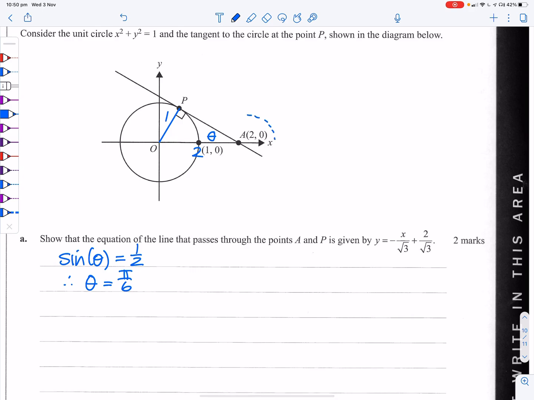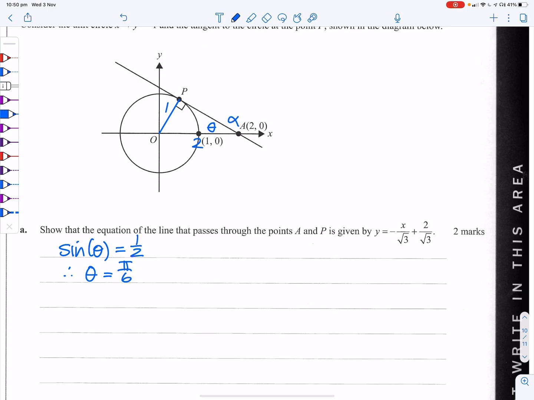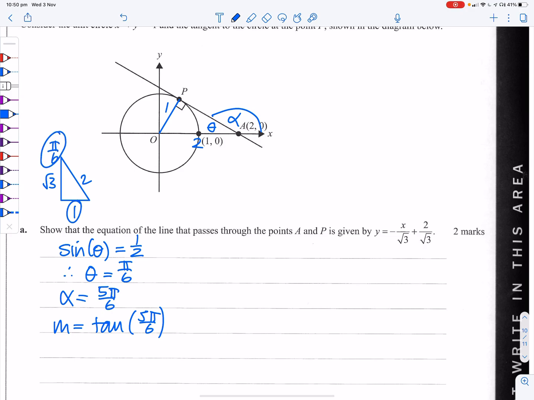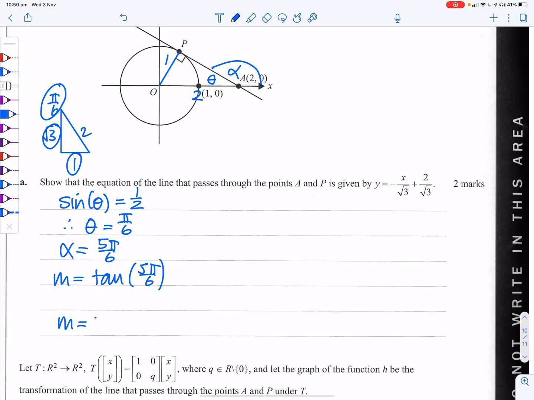If we want to find the gradient around here, or like if the angle there is pi on 6, we know the angle around there, let's call it alpha. Alpha is 5 pi on 6. The gradient is equal to tan of the angle produced with the positive x-axis. So it's tan of 5 pi on 6. And we know if we've got tan of pi on 6, tan is opposite over adjacent, and it's negative because it's in the second quadrant.